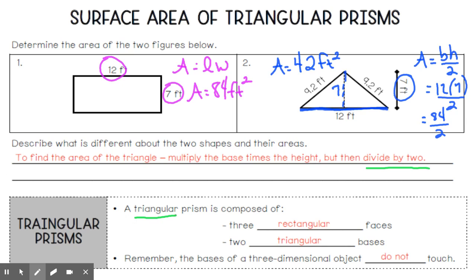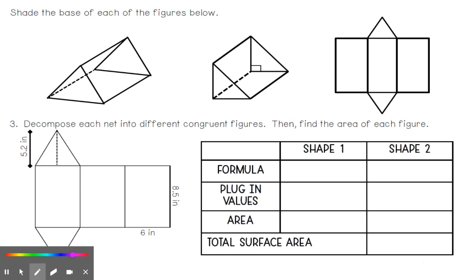So for a triangular prism, okay, it has 2 triangular bases and then 3 bases that are rectangles. And the reason it has 3 is because if you think about a triangle, it has 3 sides. Okay, so remember that your bases are not going to touch each other, rather they're going to be parallel. So here we're going to just look for a little bit and locate the bases on these triangular prisms. Okay, so remember that the bases of triangular prisms have to be triangles. That's how they get their names.